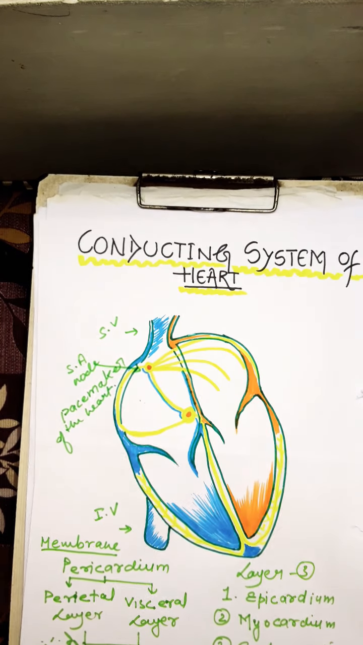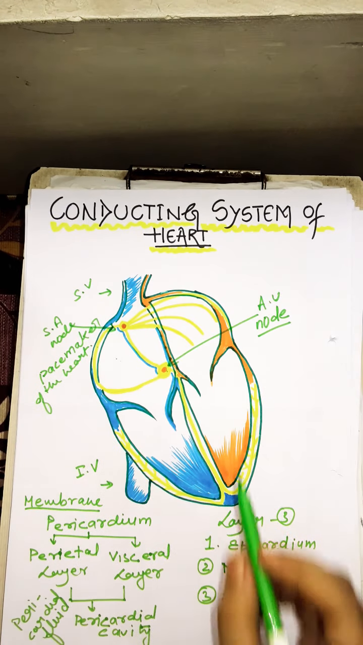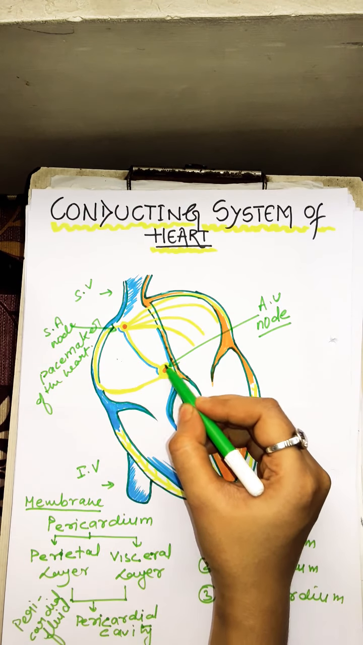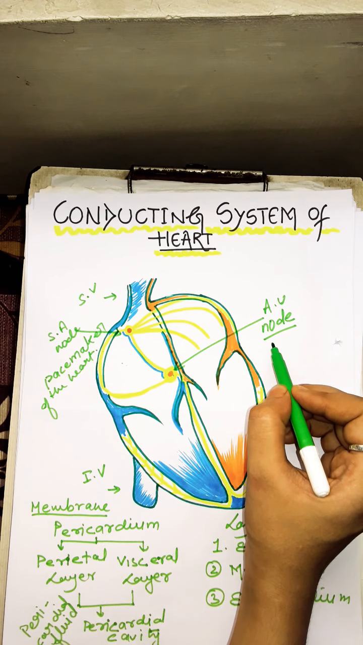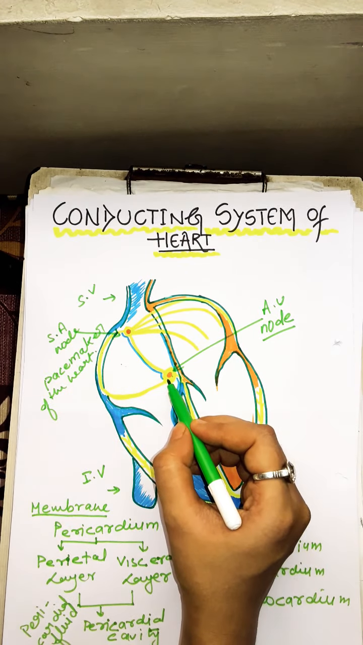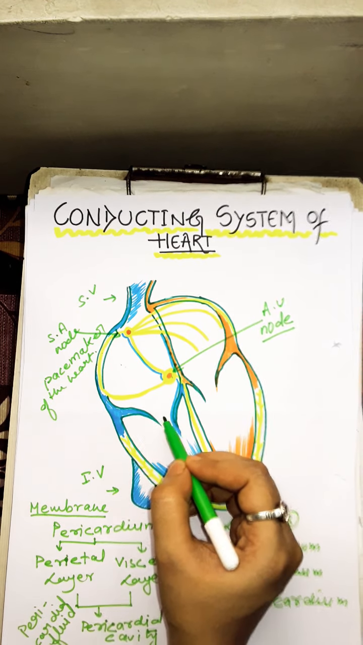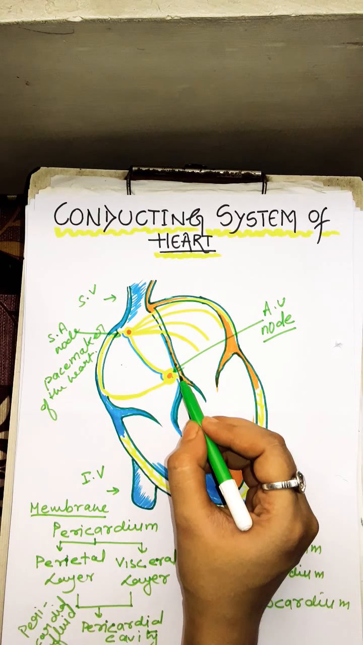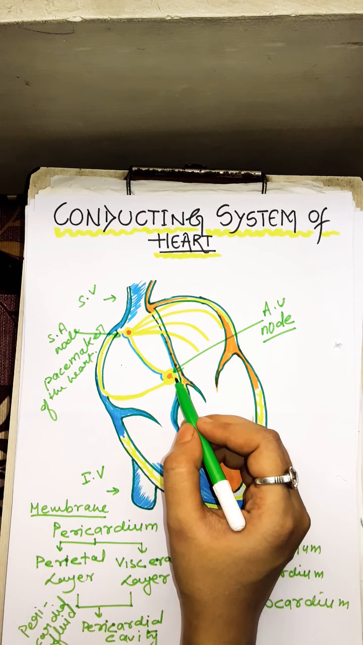Next we will see the AV node of the heart. This structure is called the AV node. The AV node stands for the atrioventricular node. It is a small mass of neuromuscular tissue situated on the wall of the atrial septum near the atrioventricular valve.